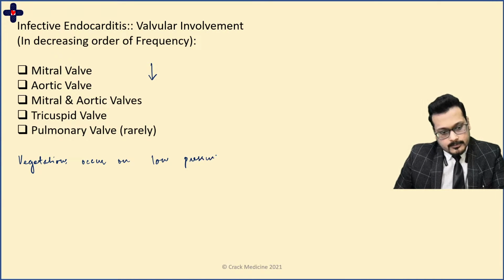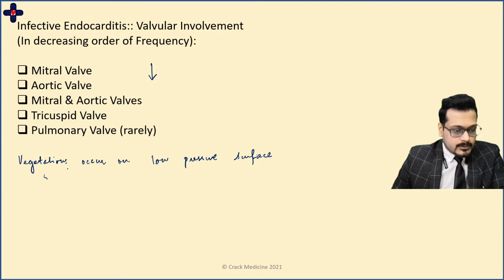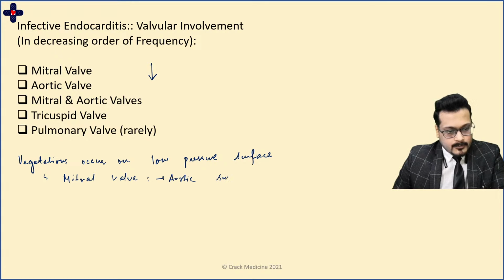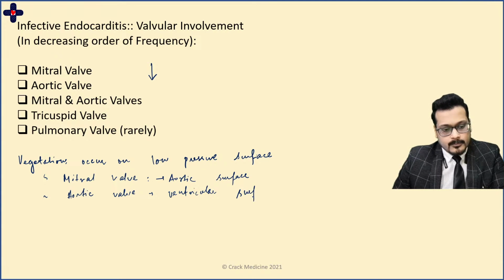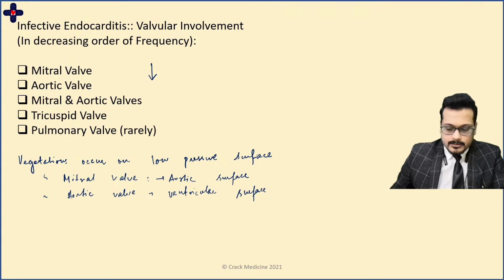Okay, so for example, if you take the mitral valve, it will occur on the outer, that is the atrial surface. If you take the aortic valve, then it will occur on the ventricular surface. All right, so that's how it is, and most of the causes will be, if the native valve is involved, then it will be strep.